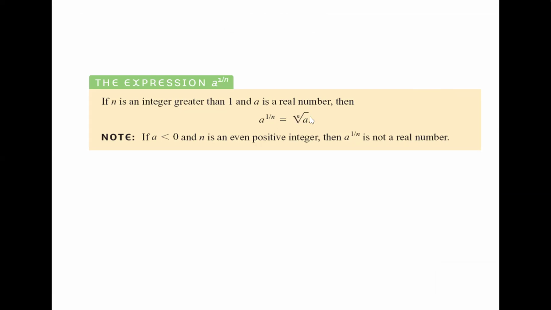Now, if a is less than 0, basically a negative, and n is an even positive integer, then a to the 1 over n is not a real number, because we're back to having that imaginary number, because we can't take a square root of a negative number. All right, so that's kind of the key with that one.